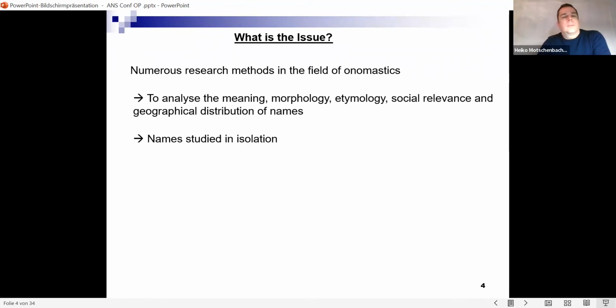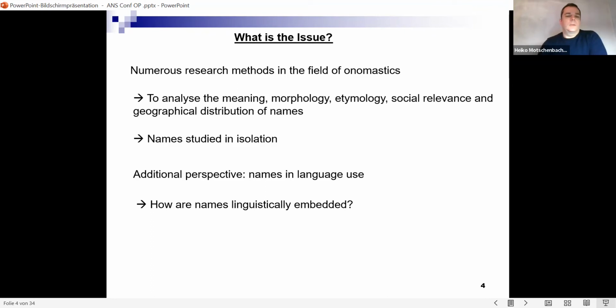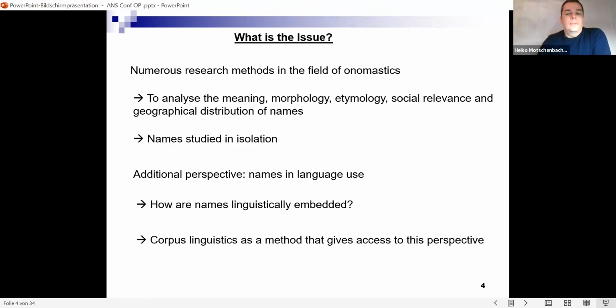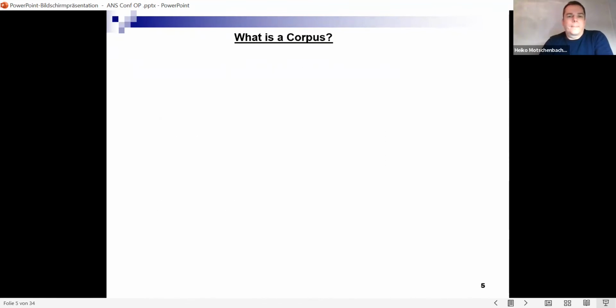But you also have to see that many of these studies actually study names in isolation. So they are not really looking at how names are used within a linguistic context. So I think there's an additional perspective that could maybe come a little bit more to the fore in onomastics in the future, and that is how names are actually used in texts or in talk. So the question then is, how are names linguistically embedded? And I think corpus linguistics is a method that would give us access to this additional perspective.